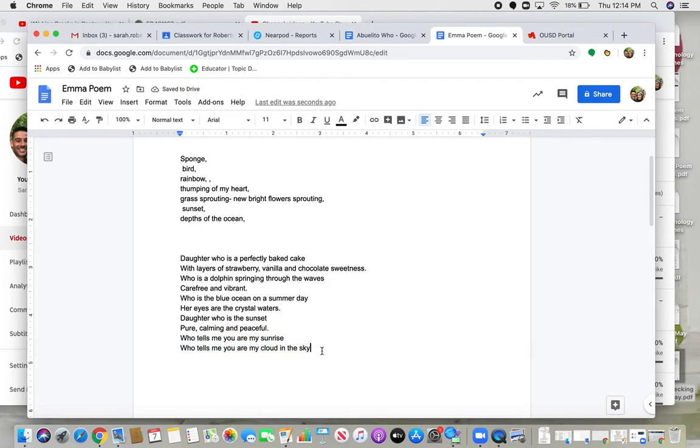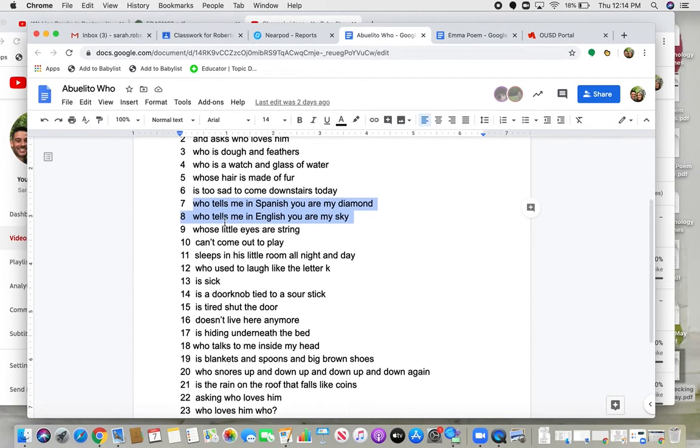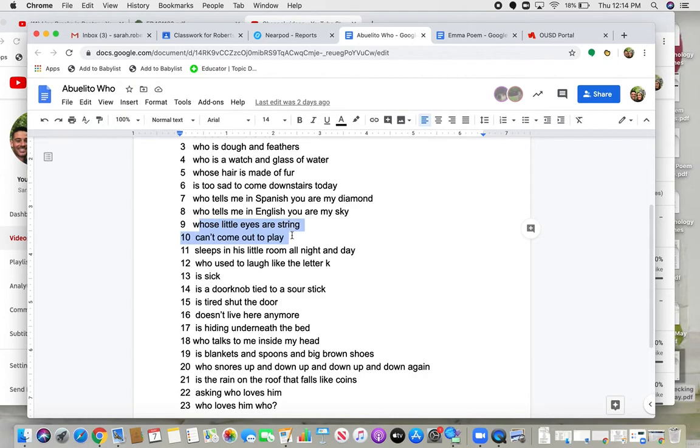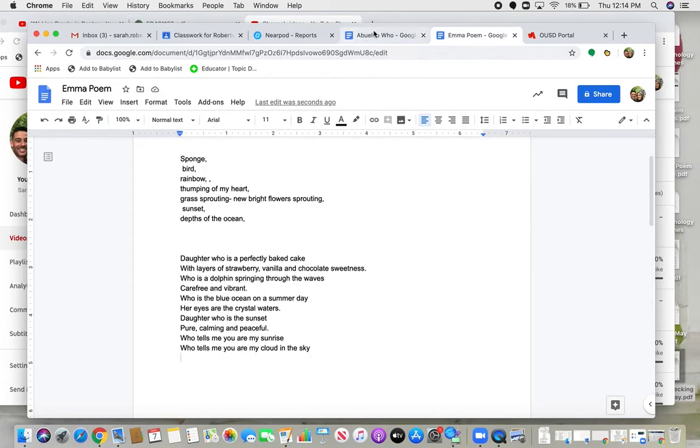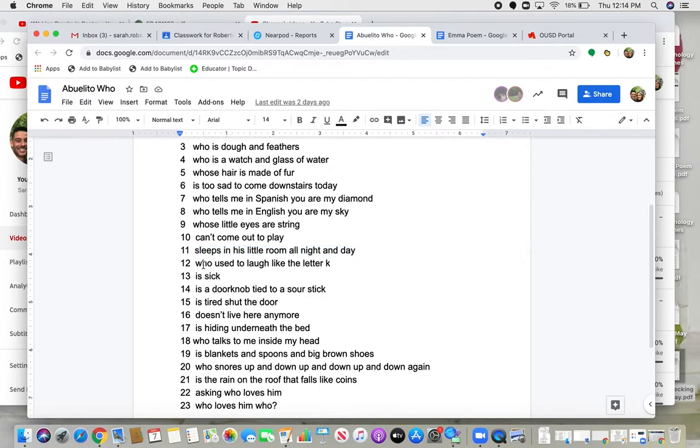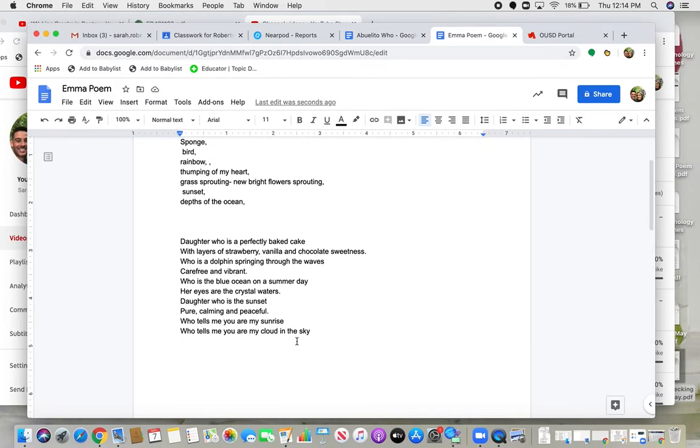So notice how I'm modeling it off of Sandra's poem. You can do that. Whose little eyes are string, can't come out to play, sleeps in his room all night and day. So maybe I can talk about what Emma physically does. Who used to laugh like the letter K? I'm seeing her describe what the grandfather physically does. So I'm going to say, who slips and slides on her mat. So that's what she does when I think of Emma.